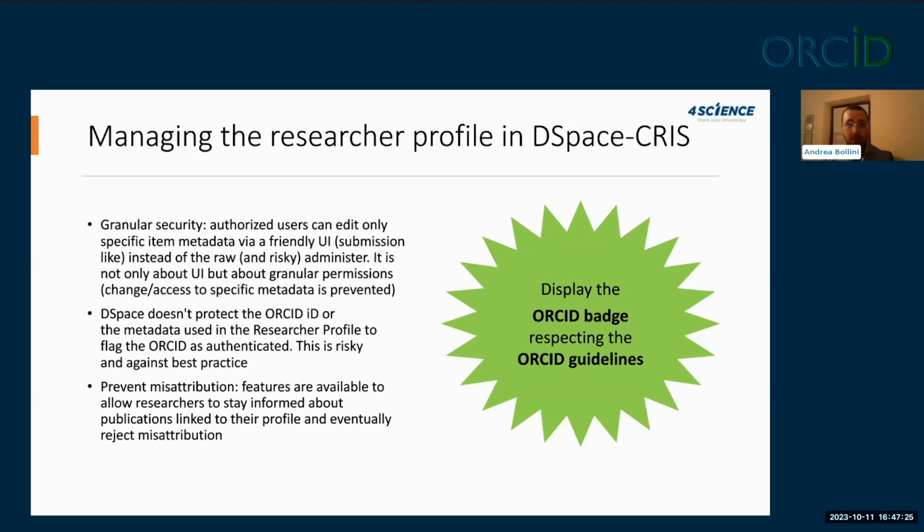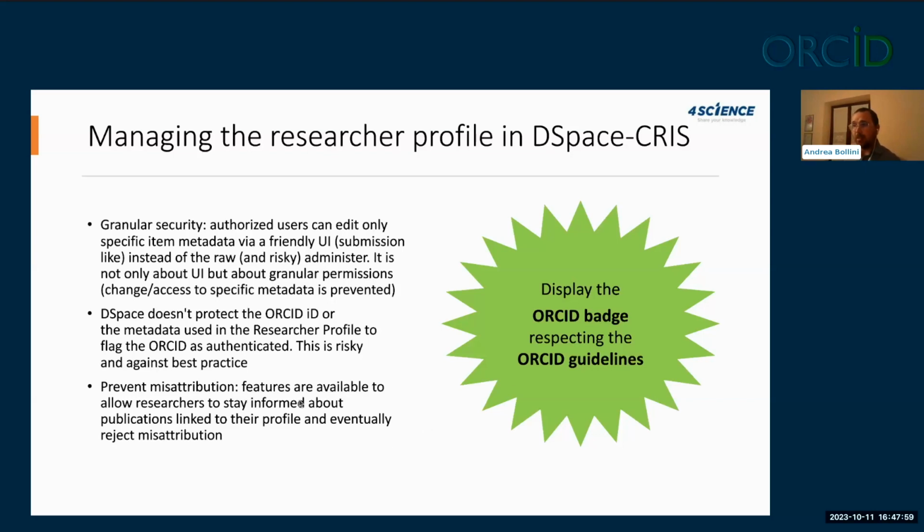And this is why the DSpace integration cannot properly display the ORCID badge on the researcher profile nor on the publication, because an authenticated ORCID on a normal DSpace is not sufficiently protected against manipulation. So you cannot guarantee that this is an authenticated ORCID ID. And this is against the best practice and the guidelines provided by ORCID.